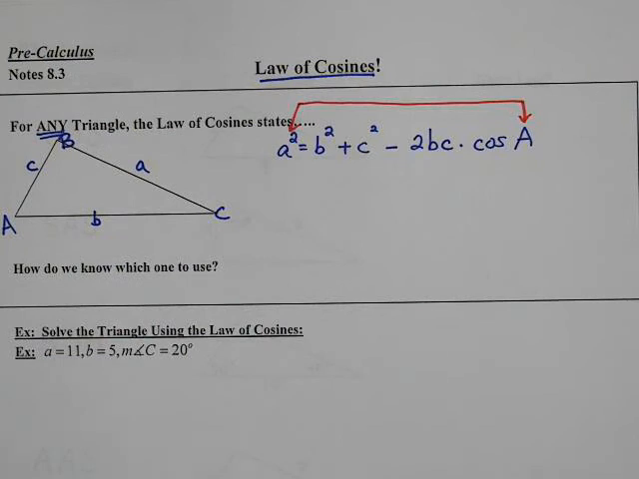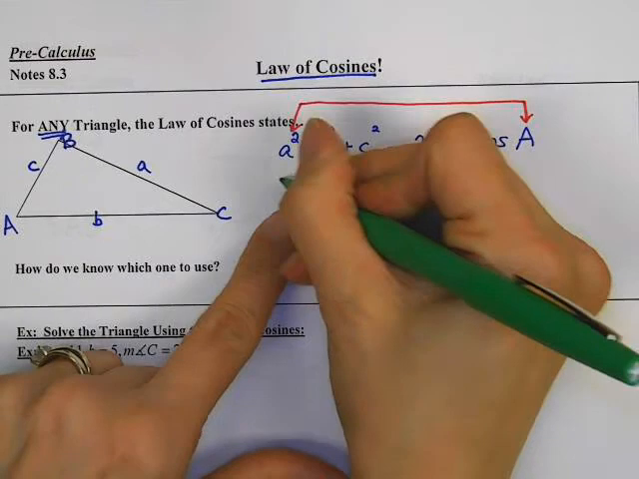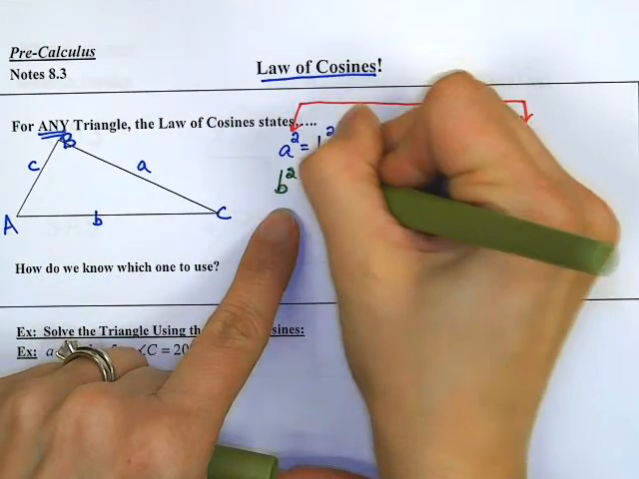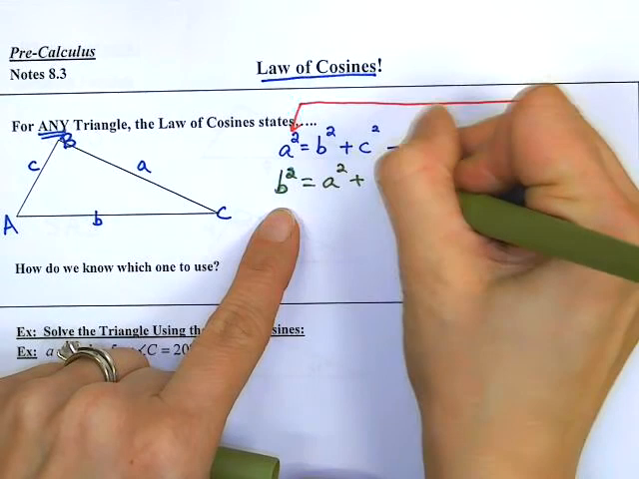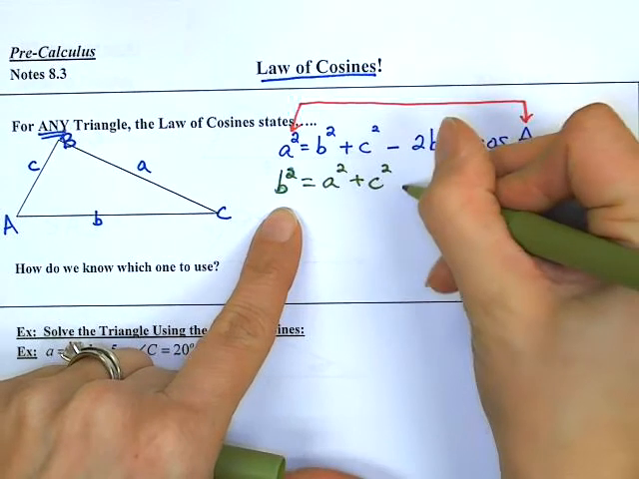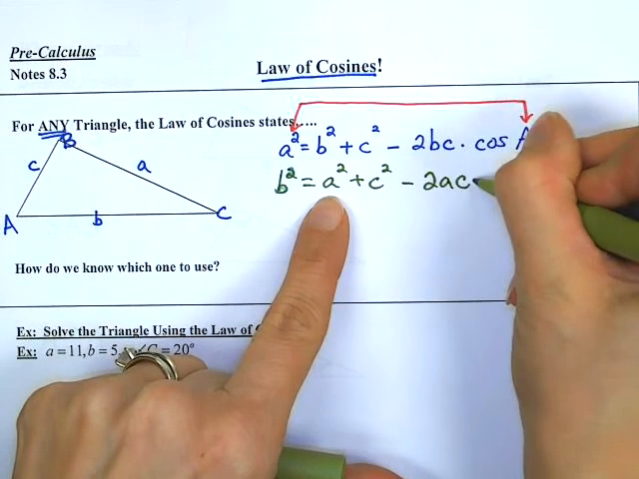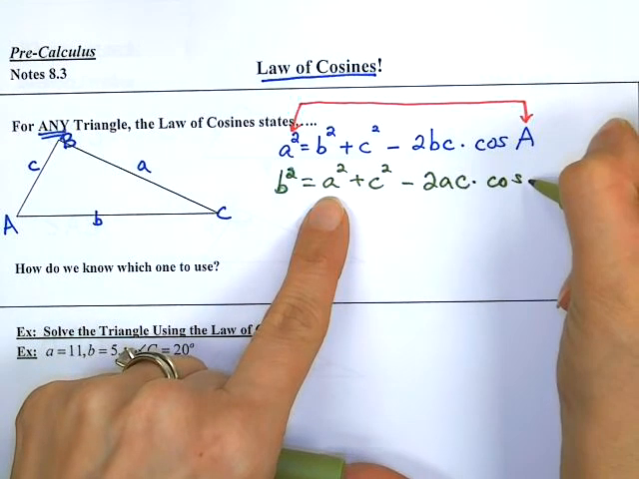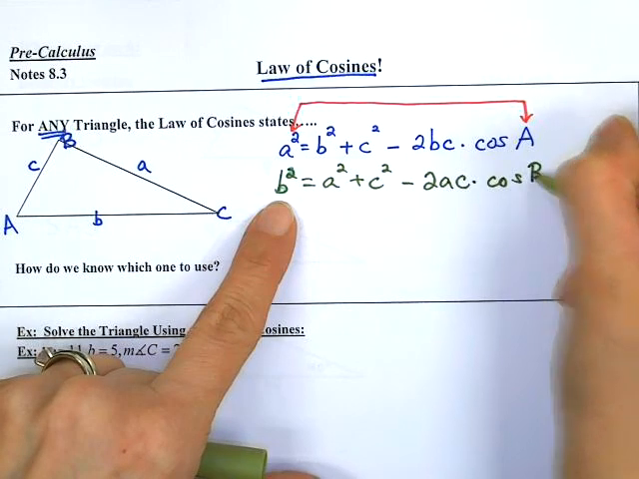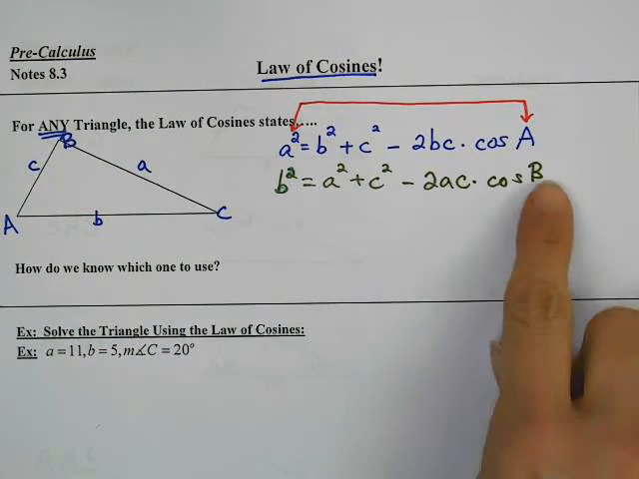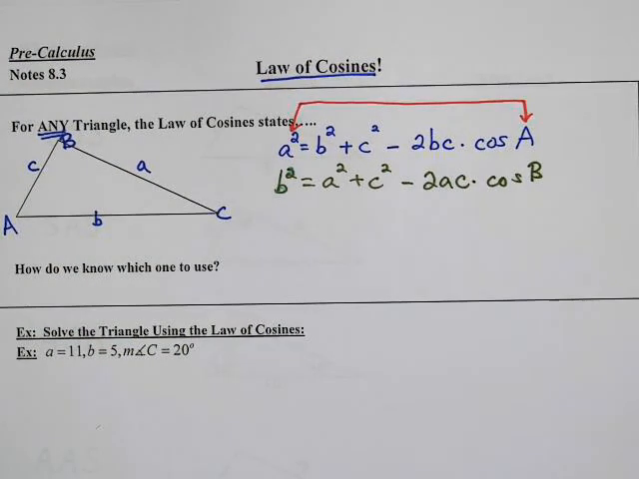Let's just practice this again. Let's say we start with b squared. Then b squared equals a squared plus c squared, and then you have to subtract 2 times these two sides here, a times c times the cosine of angle b. Notice you only use one letter. So if you have angle b, then you're going to start the formula off with little side b squared.